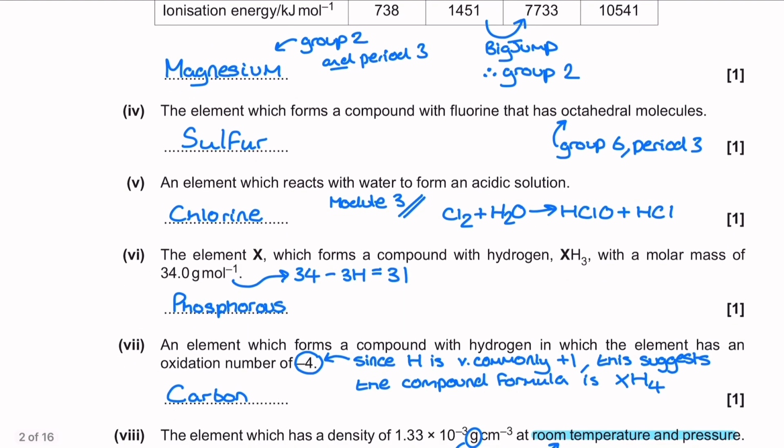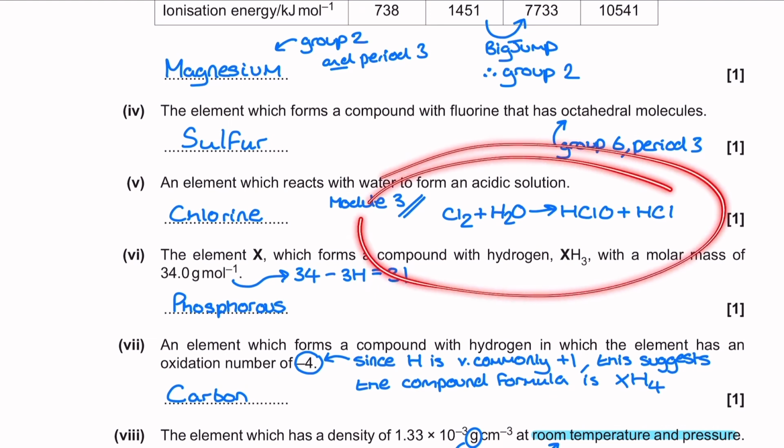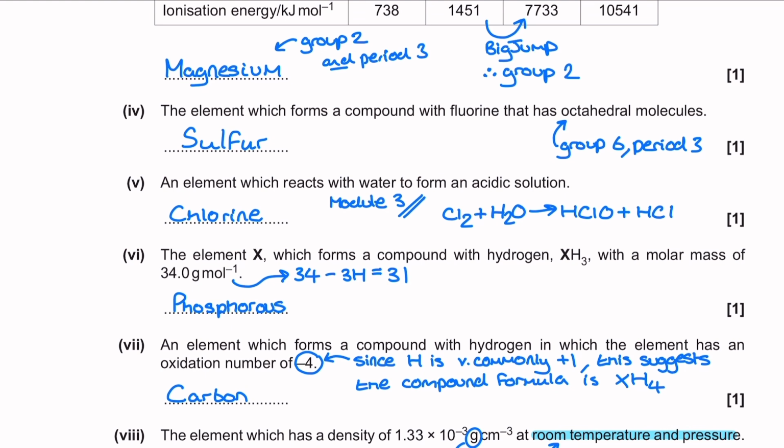An element which reacts with water to form an acidic solution. We're rocking into module 3 with this one, looking at the halogens topic because you need to be aware of this example of a disproportionation reaction. There it is, Cl2 with H2O giving you HClO and HCl, the HCl here being that acidic aspect of the solution. So our answer here is chlorine, but they did accept fluorine as well.